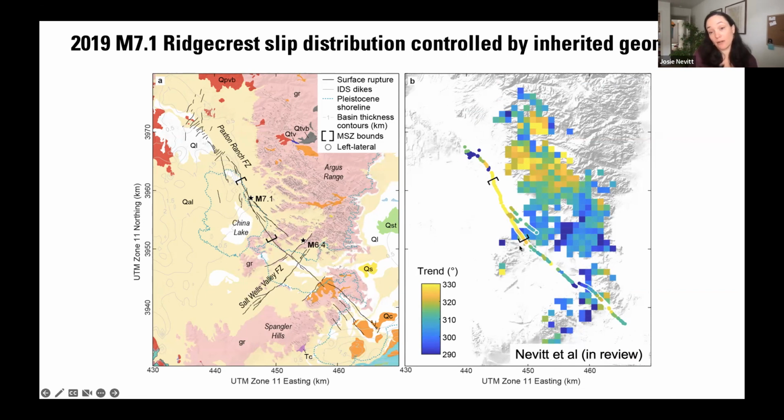And this inherited rupture geometry appears to have strongly controlled the slip distribution. So here you can see the maximum slip zone in pink correlates very closely with the section of the rupture that is rotated.